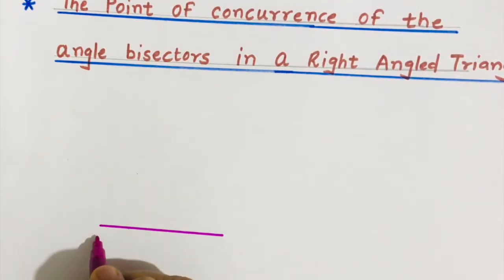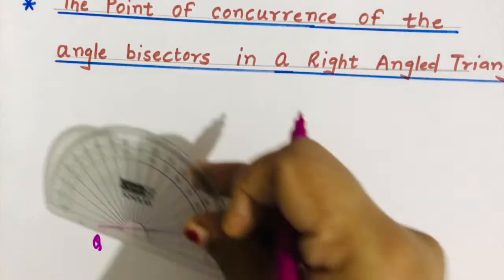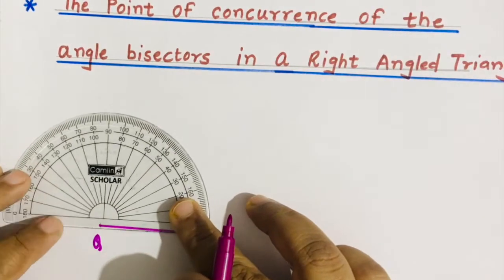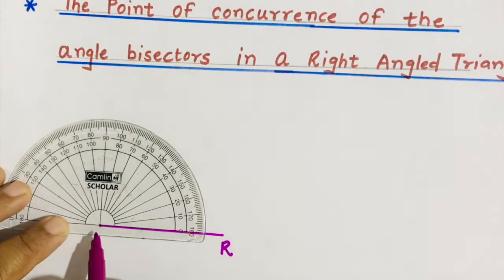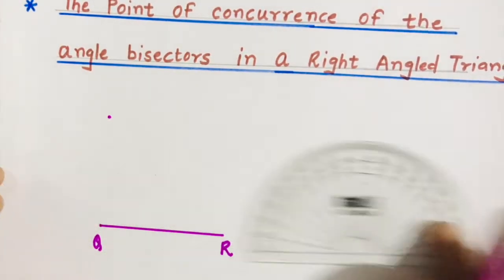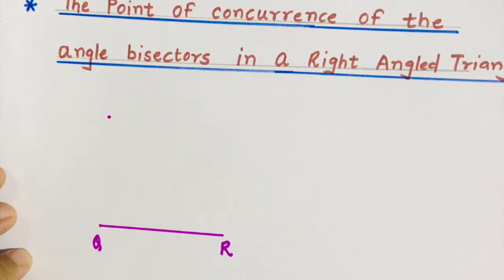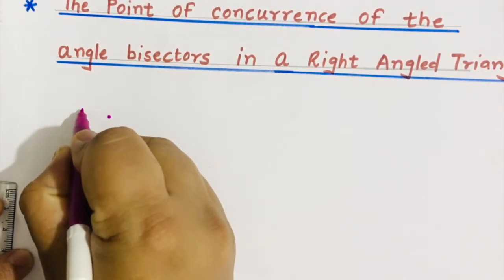Draw a segment, name it Q and R. QR segment. Now take your protractor, keep the center point at the point Q, mark 90 degree. Name this point as P.